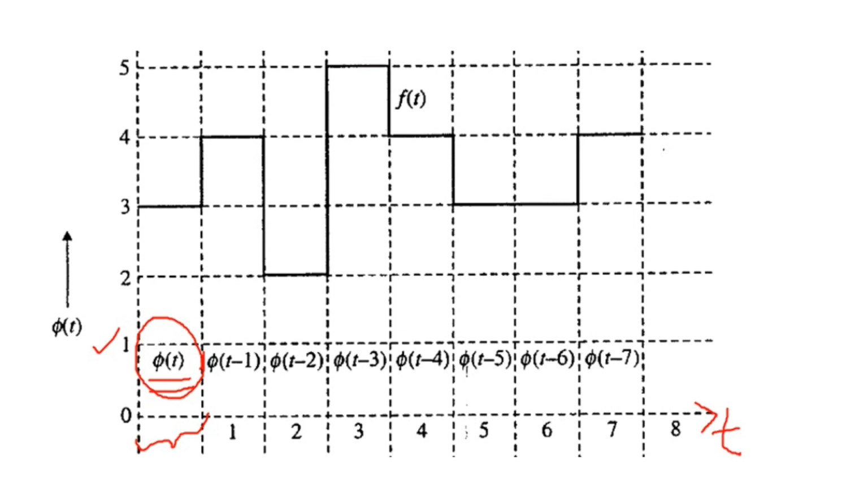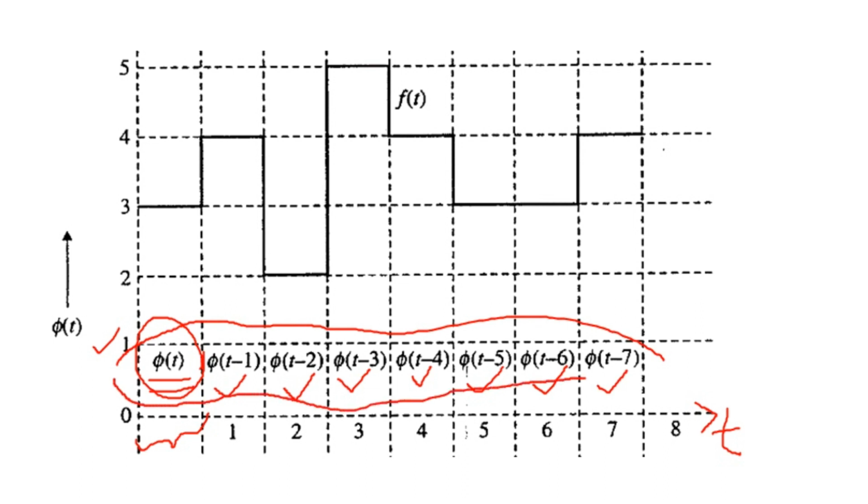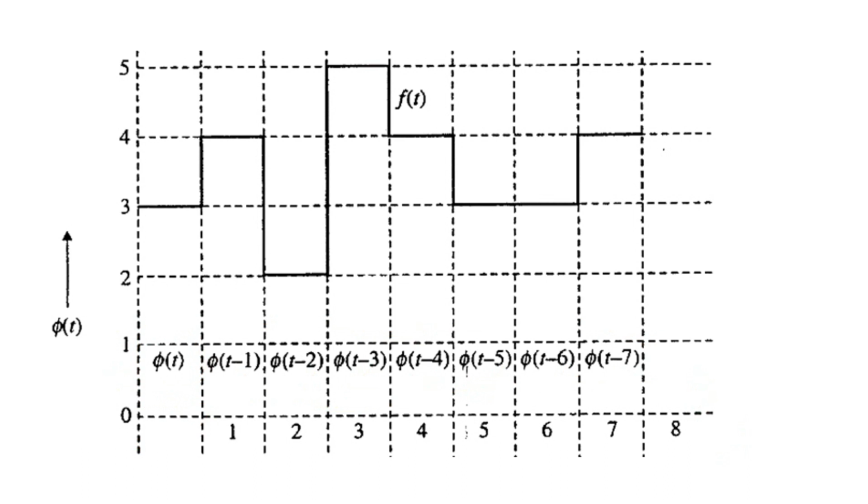By 1 unit, if you make translation on the right hand side, it will be phi of t minus 1. Translation by 2 units, it will be phi of t minus 2. Translation by 3 units, phi of t minus 3. So this way we have phi of t minus 4, phi of t minus 5, phi of t minus 6, phi of t minus 7. So when we use these functional bases to be the set here, we have called it to be the functional space defined as capital V0 here.